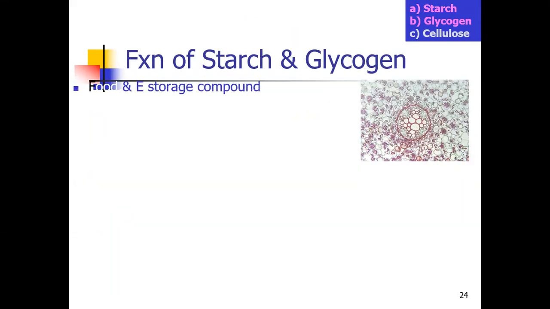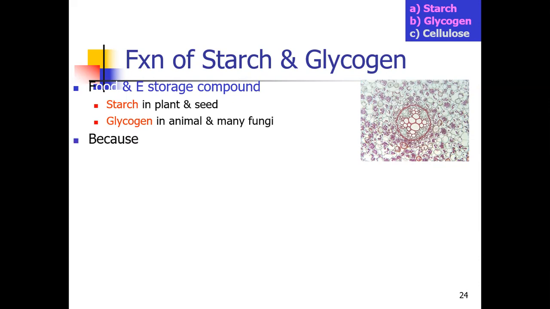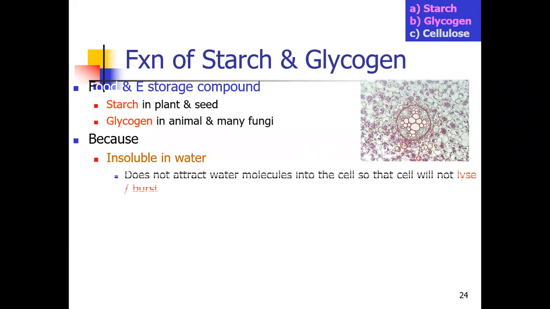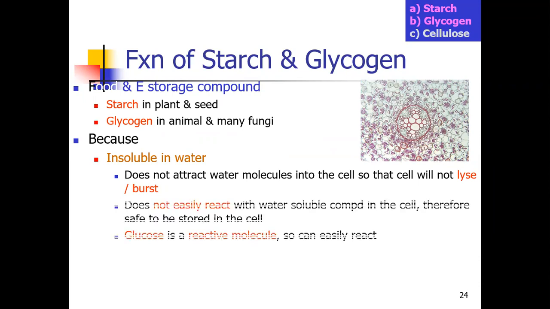The function of both starch and glycogen is as food and energy storage compounds in the organism. Starch is an energy and food storage compound found in plants and seeds, whereas glycogen is an energy and food storage compound found in animals and many fungi. Starch and glycogen are used to store food and energy because they are insoluble. When you store them in the cell, they will not attract water into the cell, so the cell will not swell and burst.